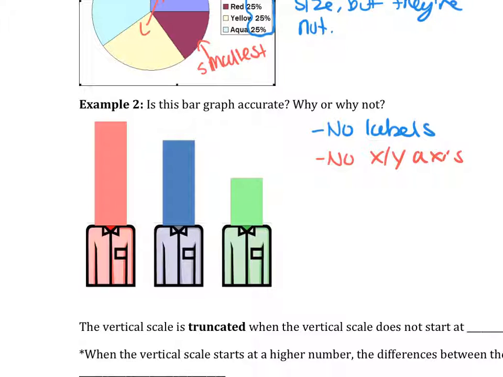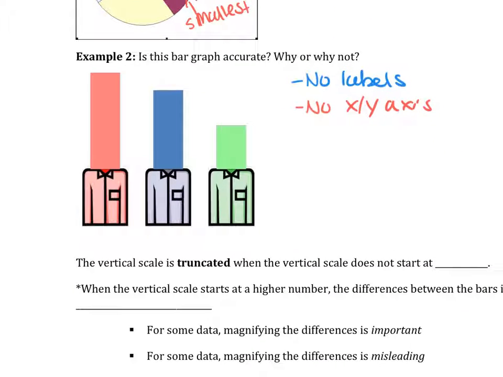So we don't know if the tops of these shirts are where our graphs are starting or if the bottom of these shirts are where the graphs are starting. We just don't know. And so we have no idea of the scale they're using for these different bars. This difference could be 5 or it could be 500. We don't know because they didn't label. That's why labels are important.